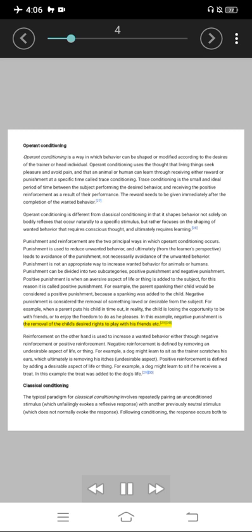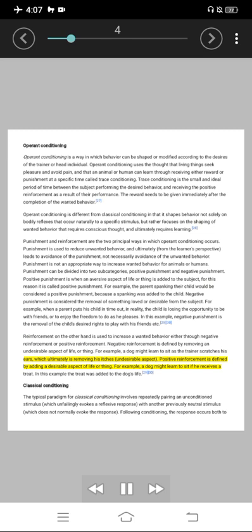Reinforcement, on the other hand, is used to increase a wanted behavior either through negative reinforcement or positive reinforcement. Negative reinforcement is defined by removing an undesirable aspect of life, or thing. For example, a dog might learn to sit as the trainer scratches his ears, which ultimately is removing his itch's undesirable aspect.